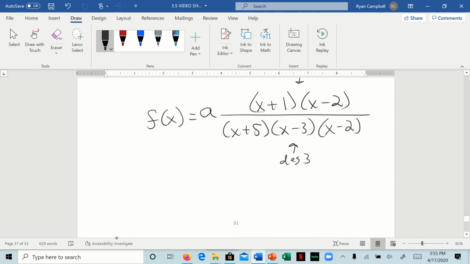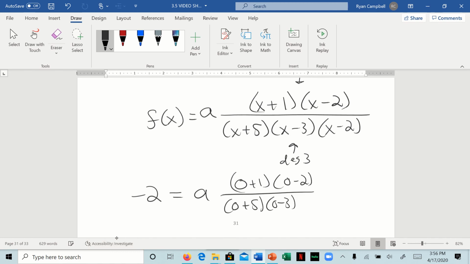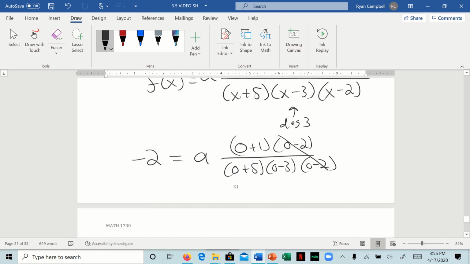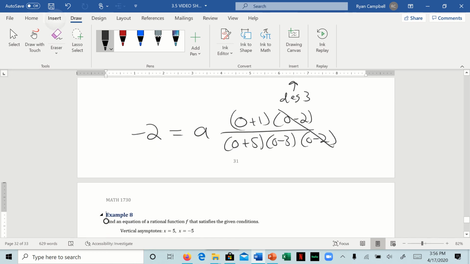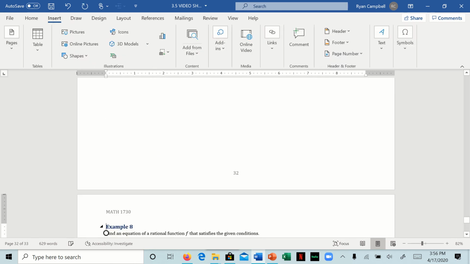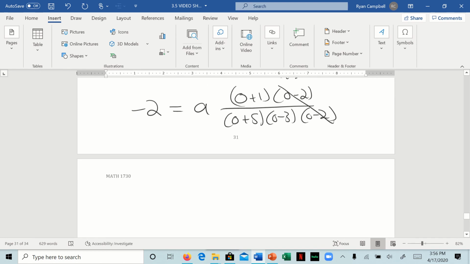So let's plug it in. So we know -2 is the result when you plug in 0. So we get 0 plus 1 times 0 minus 2 over 0 plus 5, 0 minus 3, 0 minus 2. We already know these cancel, right? That's pretty easy. So -2 is going to equal 1 over -15.